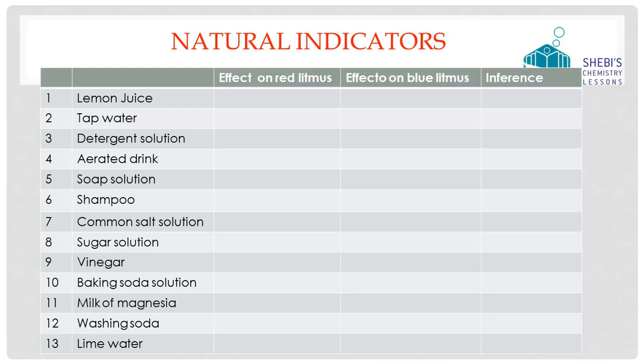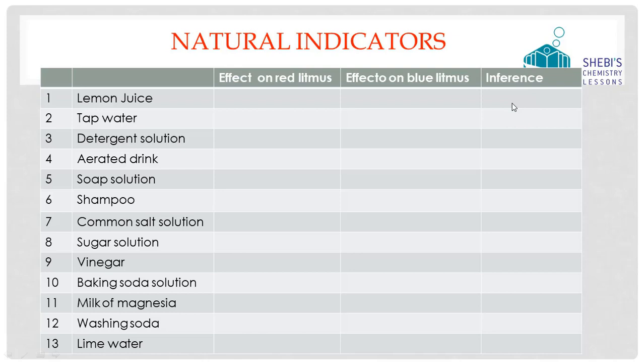Alright children, here I have prepared one table for you, which is a homework. So here what you have to do is, a lot of substances are given here. So you have to find out what is the effect of each substance on red litmus and also on blue litmus, and based on these results you have to prepare the inference.